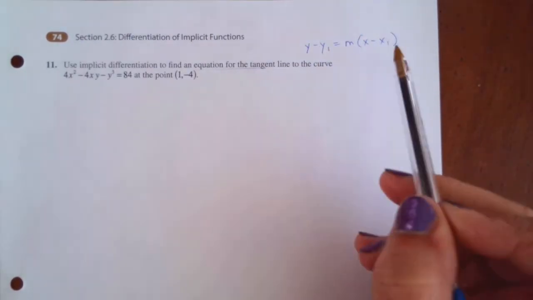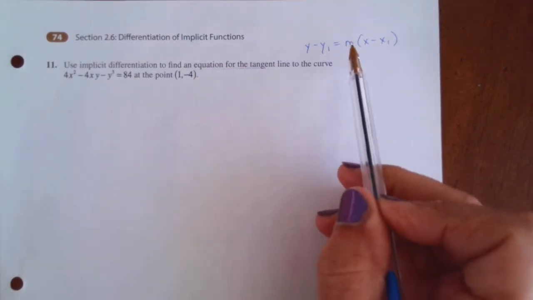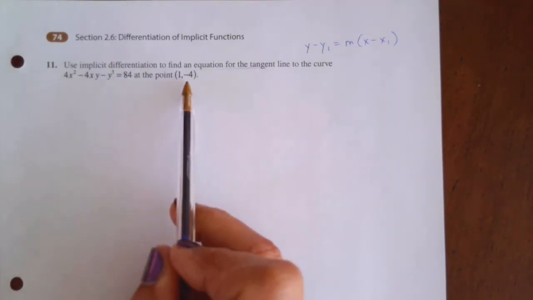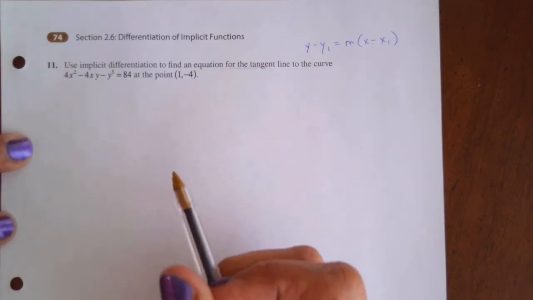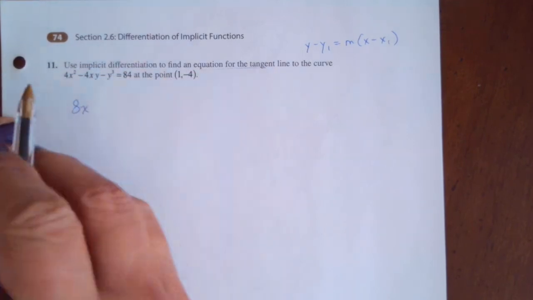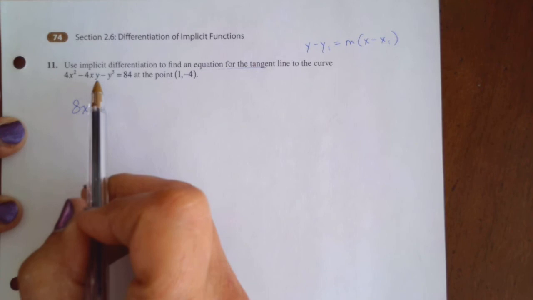So I need to know the ordered pair, x, y, which I already have. What I don't have is the slope of the tangent line. So I've got to find the derivative and then plug these numbers into that to find the slope. Okay? All right, so 4x squared. The derivative of that is just 8x, and since it's an x term, I'm done. Now, minus 4 times xy.